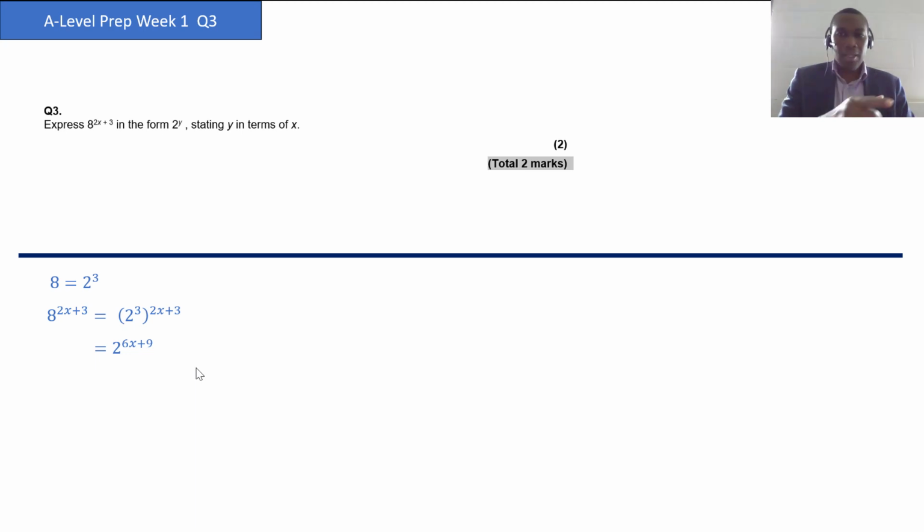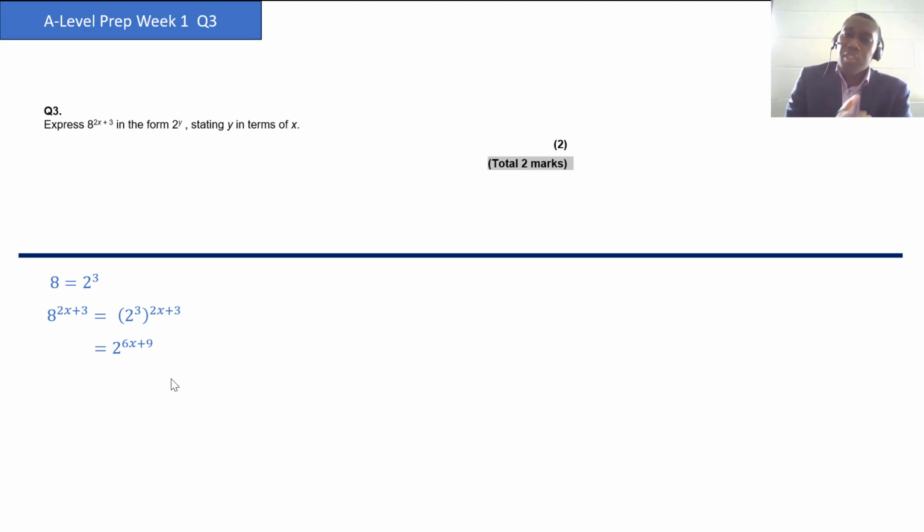The final answer you want to write, I didn't write it in. I should have written it down. Stating y in terms of x, you can write y is equal to 6x plus 9.